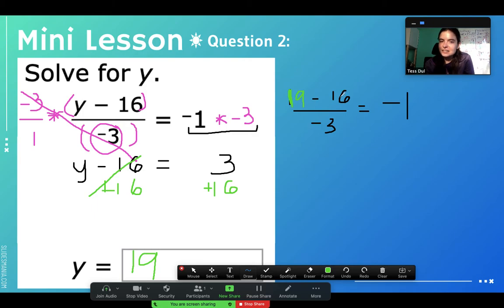So what's 19 minus 16? That would give us 3. And then we're dividing that by negative 3. And is 3 divided by negative 3 equal to negative 1? Yes, it is. So that's how we know that our answer was correct. All right, lastly, one more.